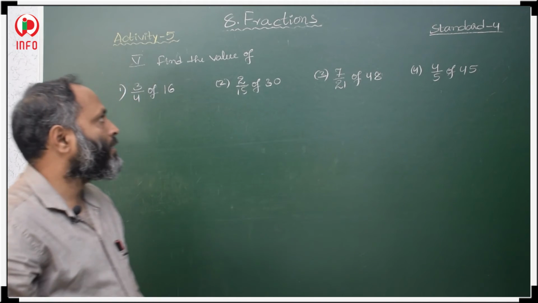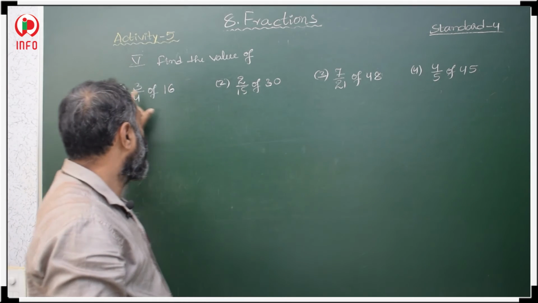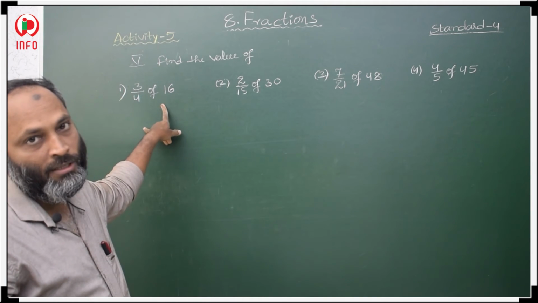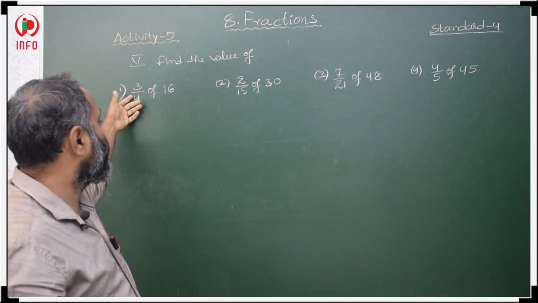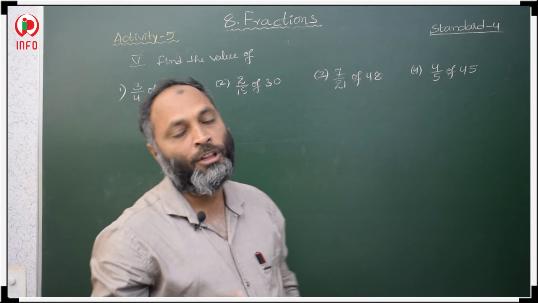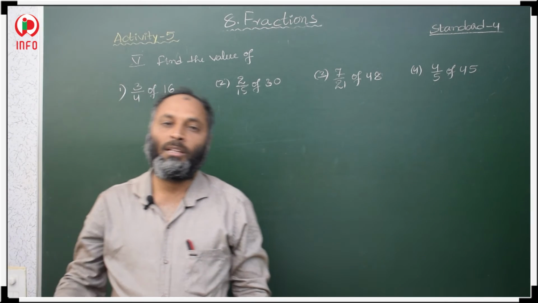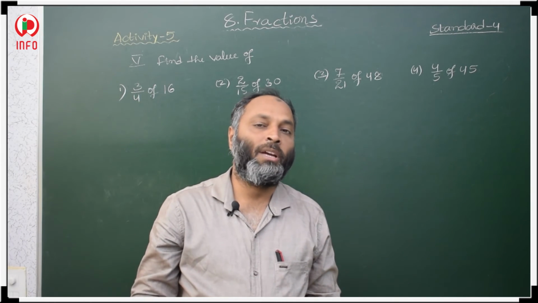Now students, next concept: "of". "Of" means, so here 3 by 4th of 16. So what is the 3 by 4th portion in 16? In 16, what is the 3 by 4th value? "Of" means 3 by 4th value of 16. In 16, how much 3/4 value do we have to find?